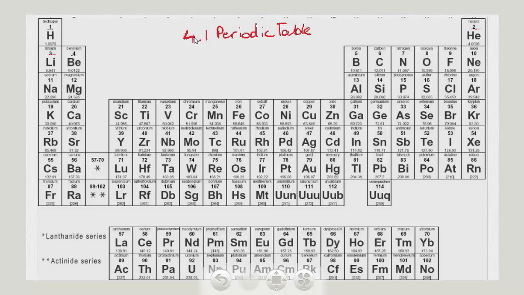And since we know that the atomic mass unit of a proton is approximately 1, and the atomic mass unit of a neutron is approximately 1 as well, when you add 2 protons and 2 neutrons, you would get an atomic mass of 4 atomic mass units, which is almost equivalent to the atomic mass number of helium here.